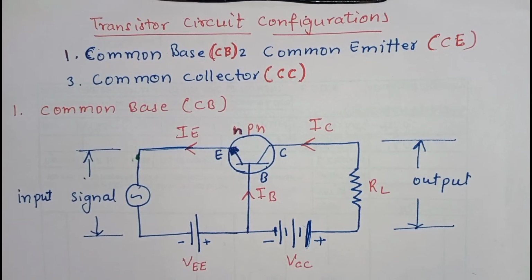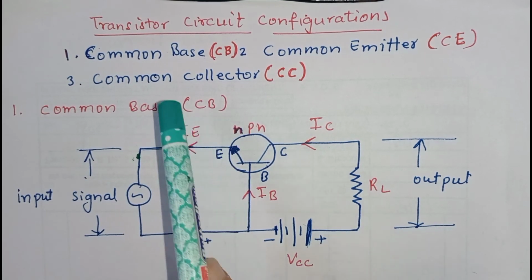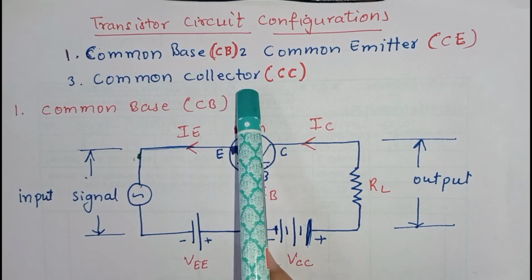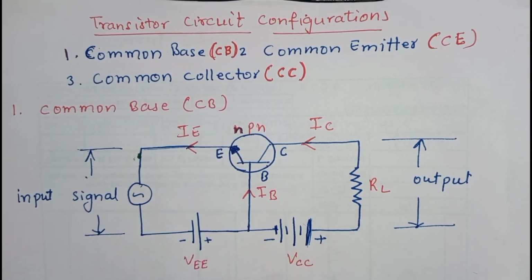In this video, we will discuss transistor circuit configurations. They are of three types: common base, common emitter and common collector. In this video, we will discuss just the common base circuit configuration.